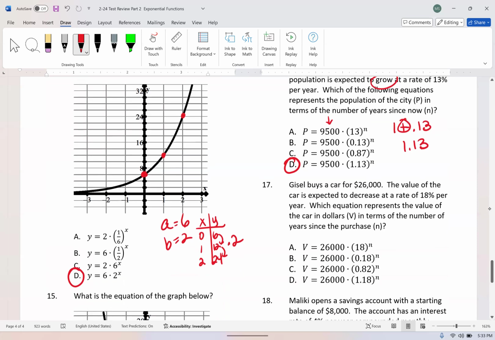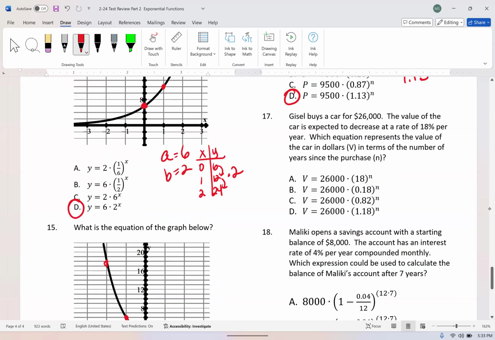All right. Number 17. Giselle buys a car for 26,000. That doesn't eliminate any answer choices. The value of the car is expected to decrease at a rate of 18% per year. So I'm looking at 1 minus 0.18, which is 0.82. So my equation is going to be C.